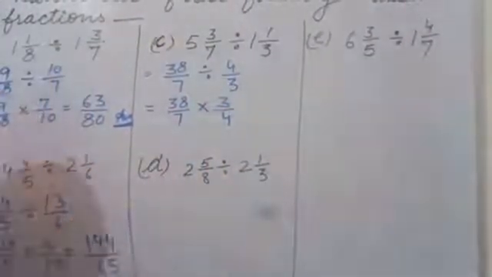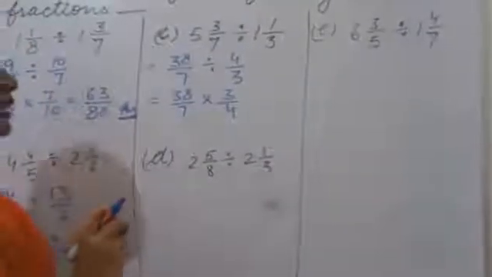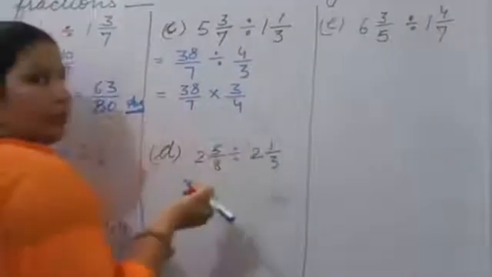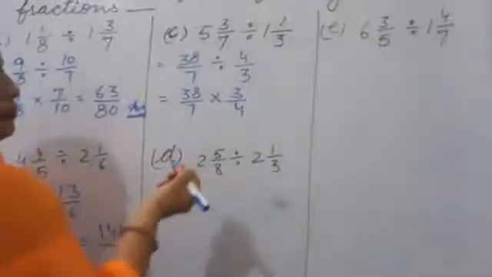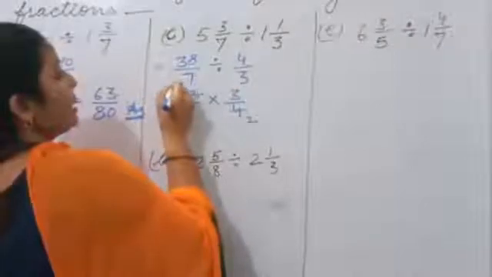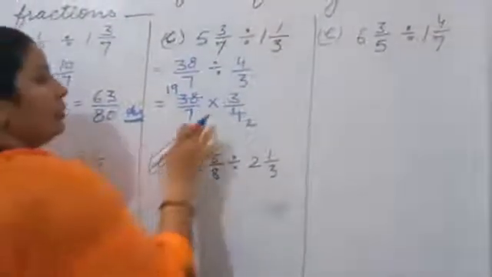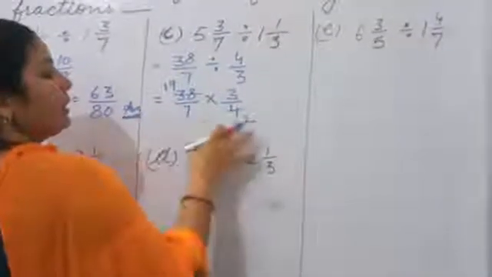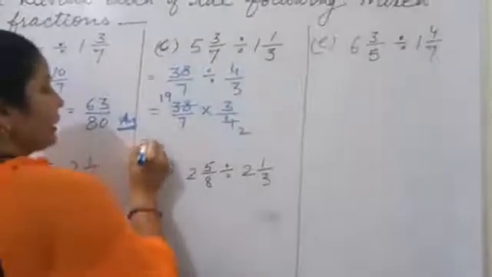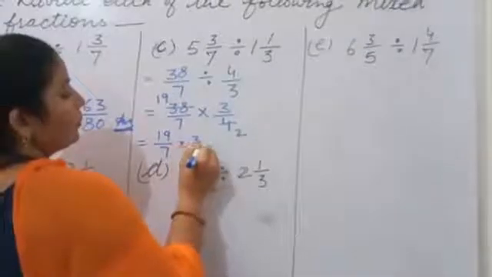Now we can see that 4 and 38 both come in the 2 table. So we can cancel by 2, because this is an even number and 4 is also an even number, and all even numbers come in the 2 table. So 2 twos are 4 and 2 ones are 2, and 2 nines are 18, 19 twos are 38. Now in the 3 table we don't have 7 and we don't have 2, so no one will cancel. We write directly now 19 upon 7 multiply by 3 upon 2.